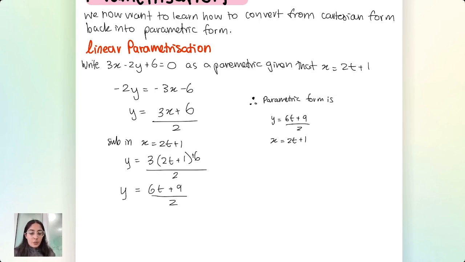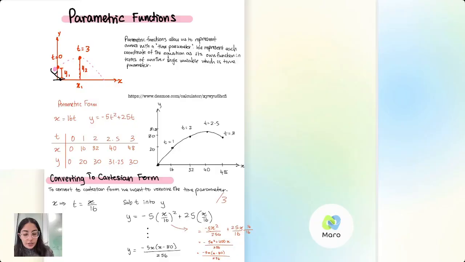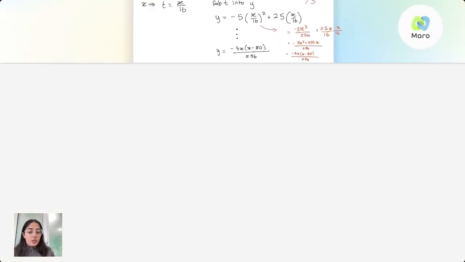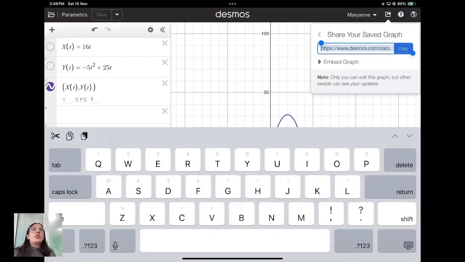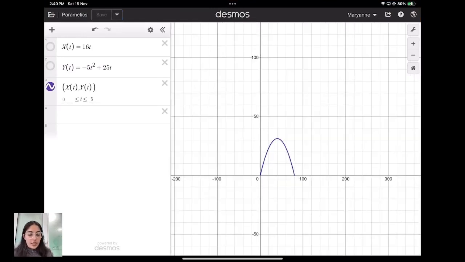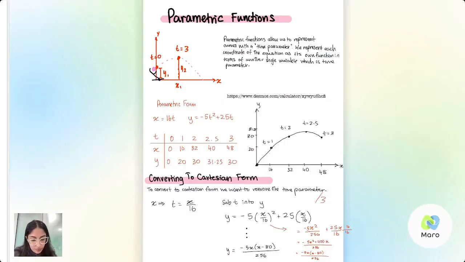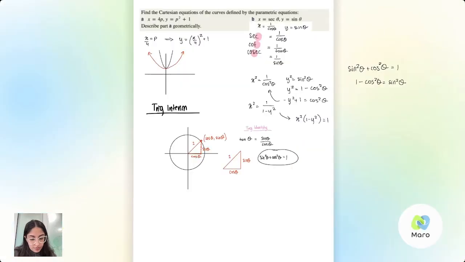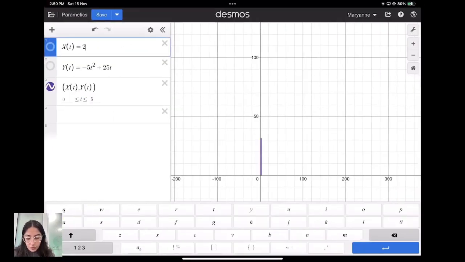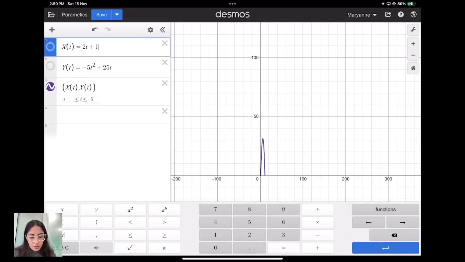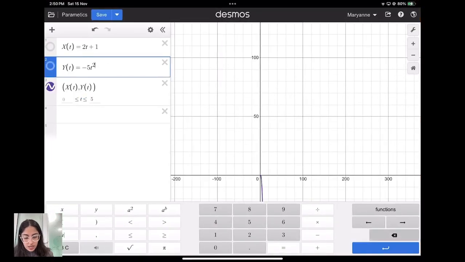So the easiest way to graph a parametric would probably be to go to my Desmos link here. It would be great if it was an actual link and you didn't have to copy paste it, but pretend you click my link and then you end up here in Desmos. All you need to do is just change some things. So you found your parametric x. My parametric x was 2t plus 1. So I'll just write that down, 2t plus 1. And then my parametric y was 6t plus 9 on 2.